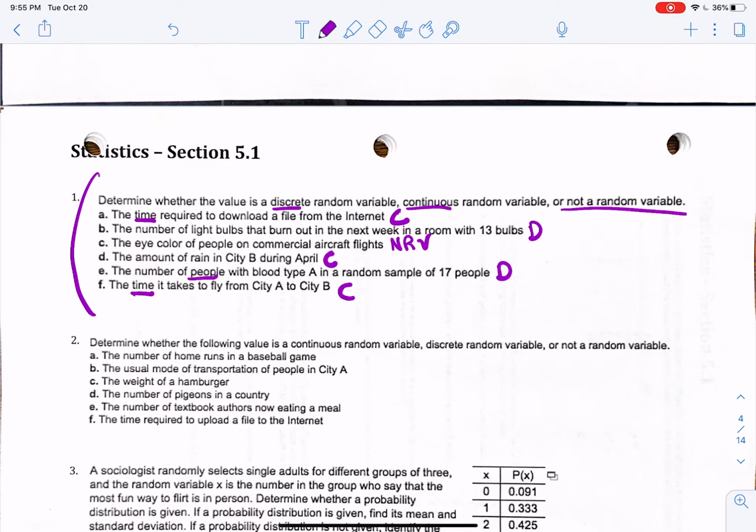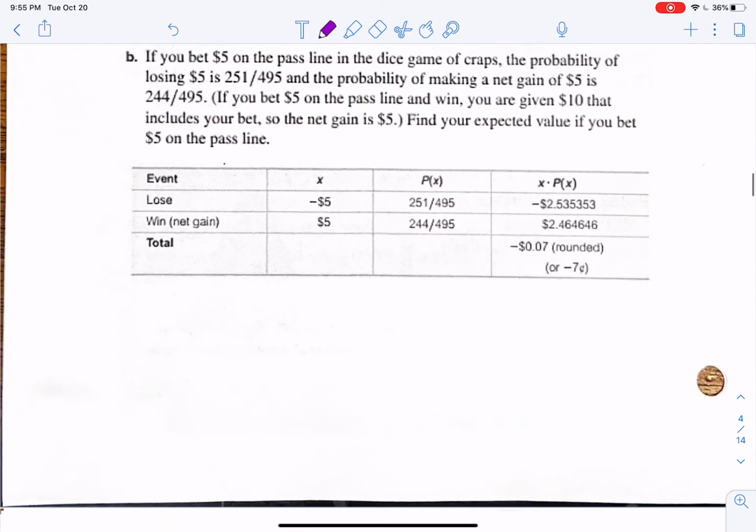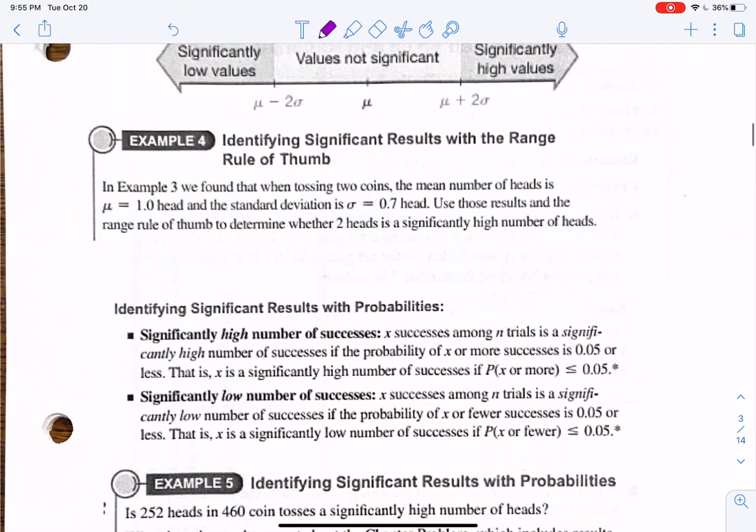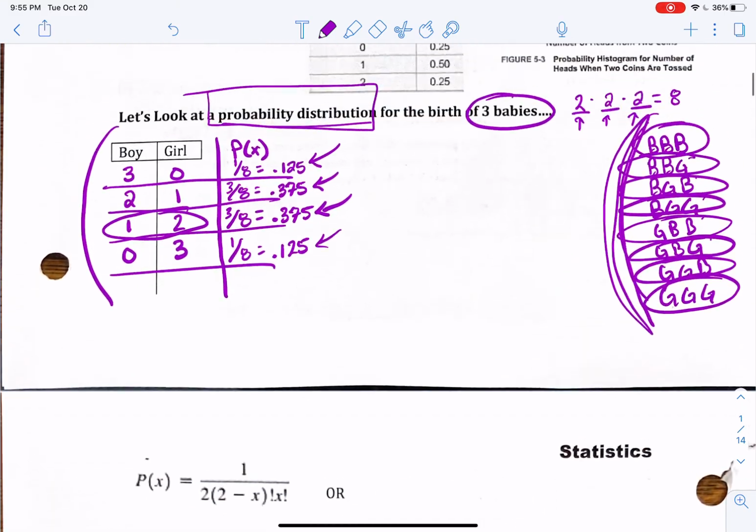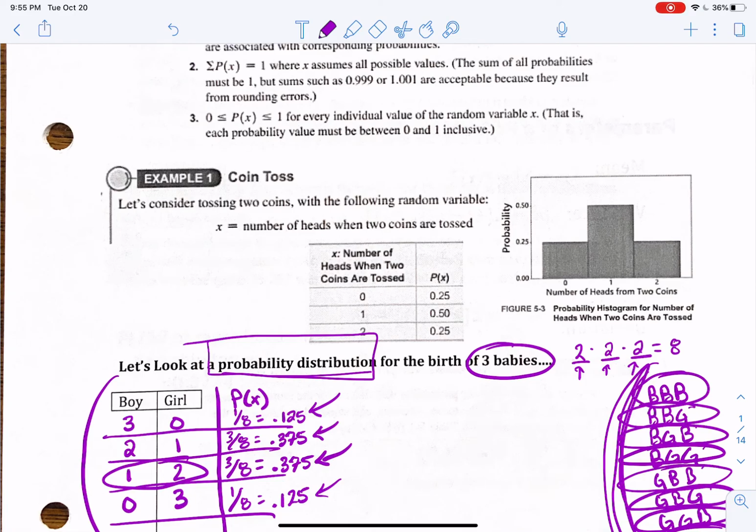So hopefully that made sense to you. You'll have 2 questions like that on your homework assignment that I will post online for you to fill out. A couple more things.